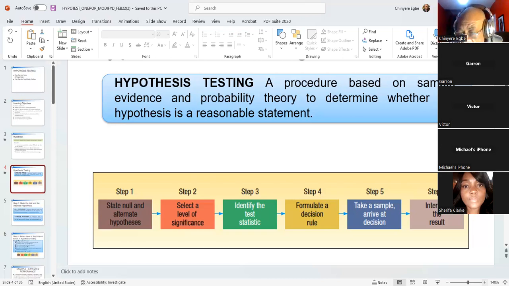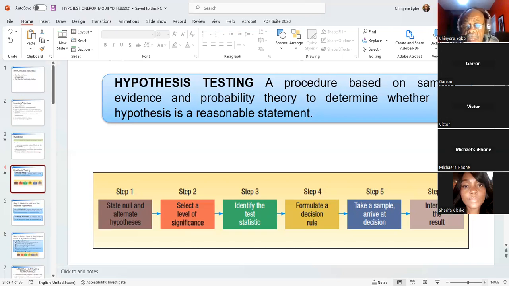And then you formulate a decision rule. And the decision rule is very simple. You have what you call the critical Z value, and then the calculated Z value. So your decision rule would be, if the calculated Z value is greater than or equal to the critical Z value, then you reject your null hypothesis. You say, well, the null hypothesis does not hold.